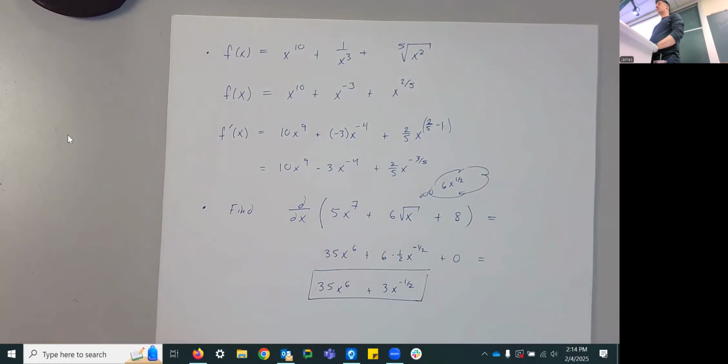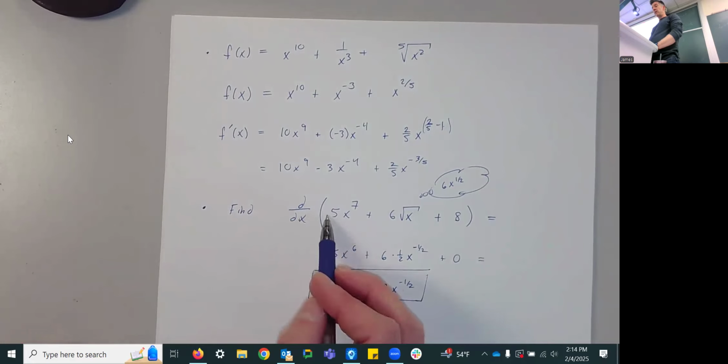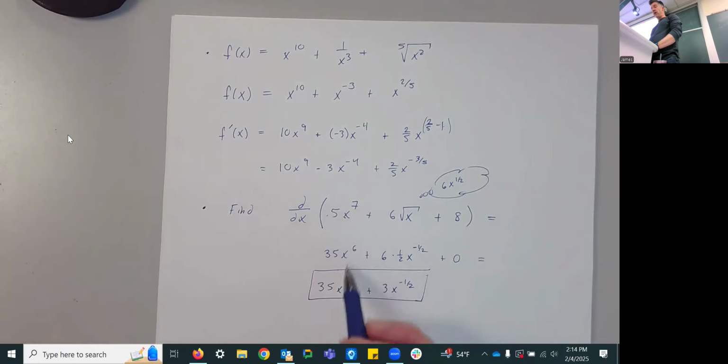I'll point out, we just used a rule that we never talked about. We use the constant multiple rule. If you take the derivative of a constant times a function, the constant just sticks around, and you take the derivative of that function, you multiply them together.